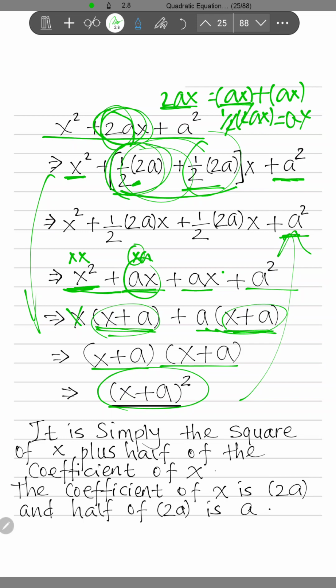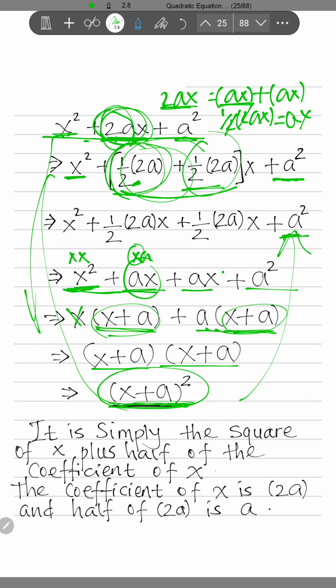That is an important concept here. It is simply the square of x plus half of the coefficient of x. Here, can you see what this is? How can we compare this one with this one? It says x squared plus 2ax plus a squared.